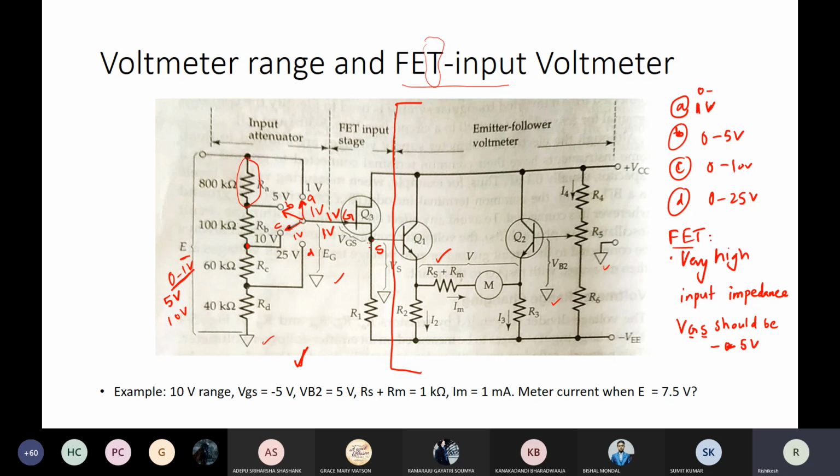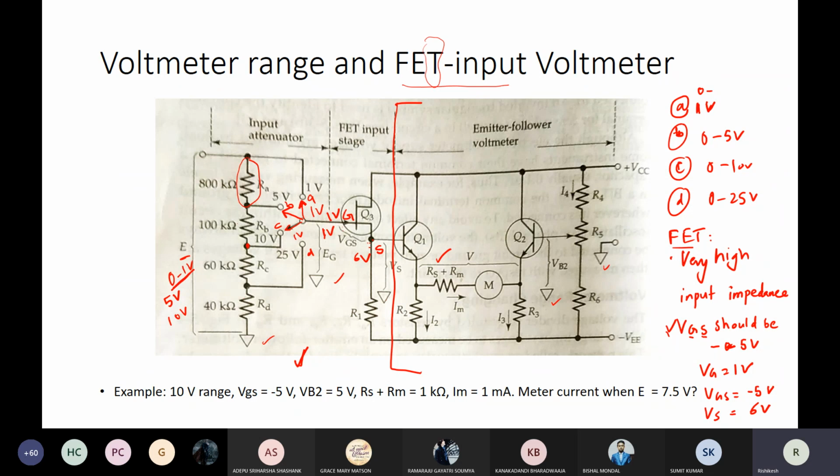What will be the potential at S with respect to the common terminal? Consider that the FET is conducting and this condition is satisfied. VGS is minus 5 volts. What is the voltage at this node? Gate is at 1 volt, so VG is 1 volt. VGS I want is minus 5 volts, which is there. If I consider that, then what is VS? It is 6 volts.